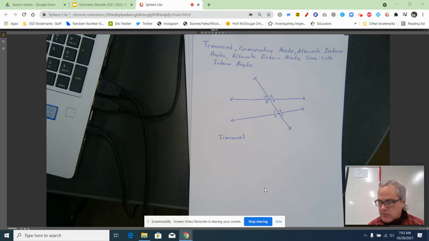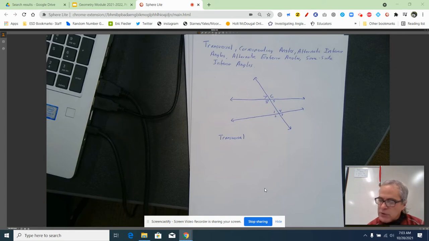The first thing is a transversal, and I'm not going to write down the definitions. I'm going to read them to you. They are in the book on page 147. If you want to take a picture of that and study them later, but I think if you get an idea of what these things are by looking at their picture, it does stick with you pretty well typically.